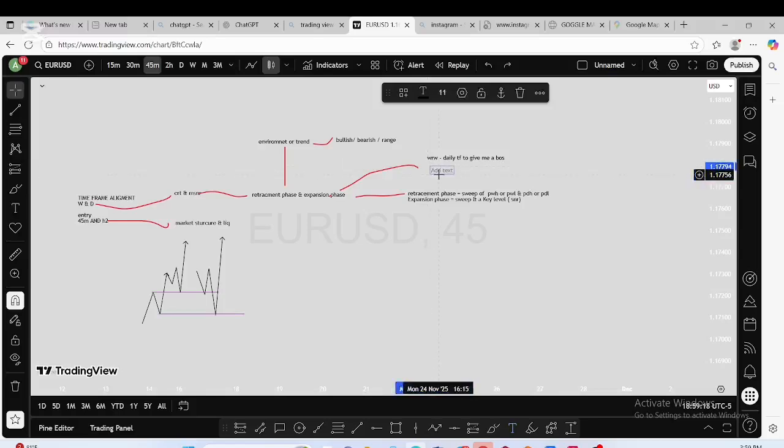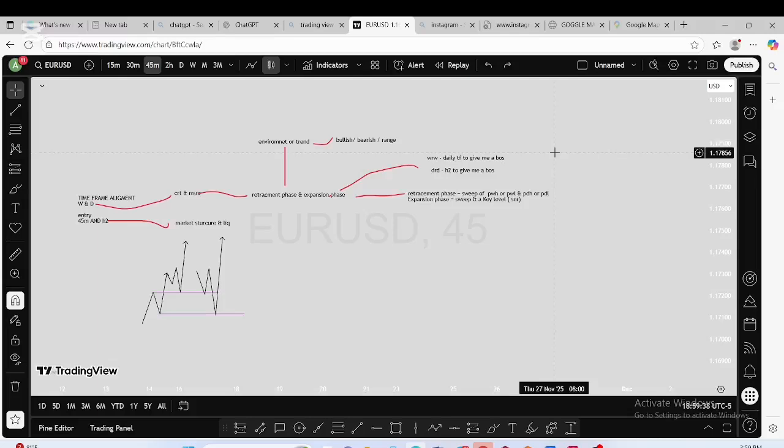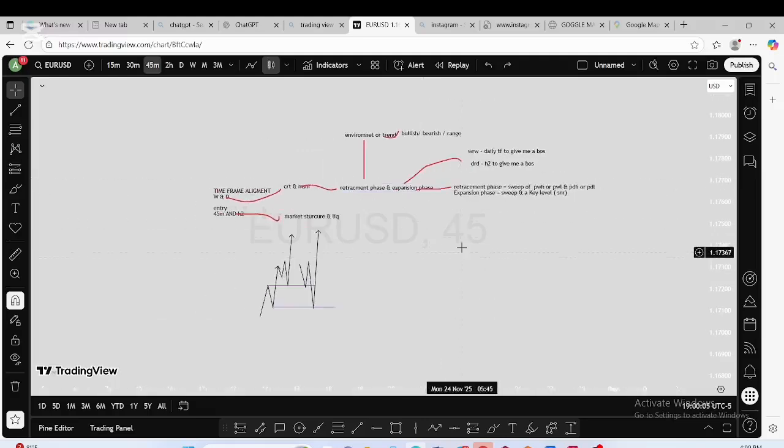Now if you want to analyze, or I look for daily rejects daily, and my 2 hours, my H2, to give me a break of structure. If I have weekly rejects weekly, daily break of structure, we confirm that bullish momentum or bearish momentum. And if I have daily rejects daily, H2, we do what? Confirm the momentum. The H2 break of structure, that's 2 hours break of structure, we confirm the bullish or bearish momentum, any one of it. So now let's move into the chart.